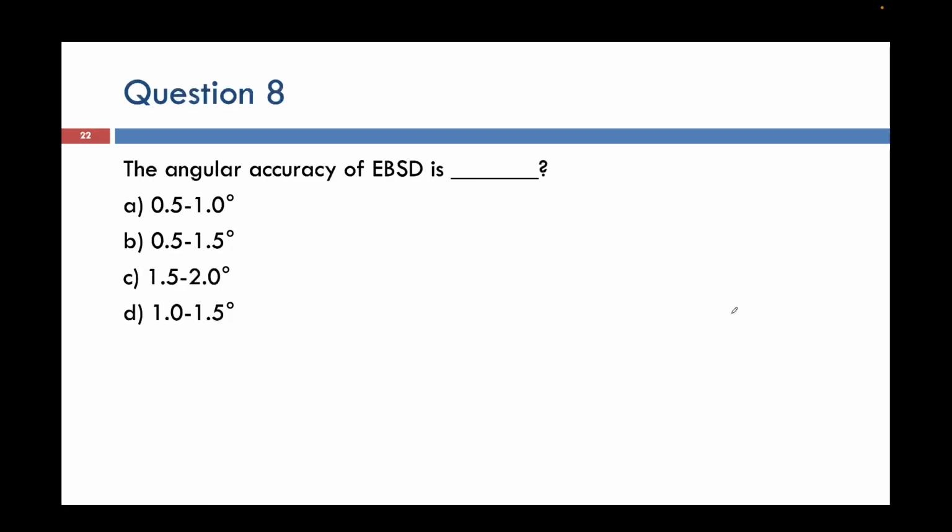Sir, yes, sir. So the angular accuracy of EBSD will be 0.5 to 1 degree, because it is below 1 degree. That is why we are able to see any grain orientation, and misorientation also we are able to see.